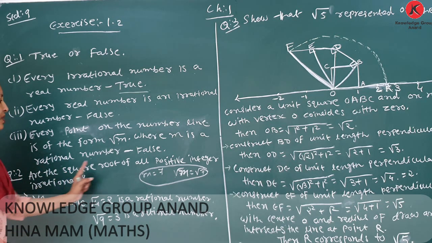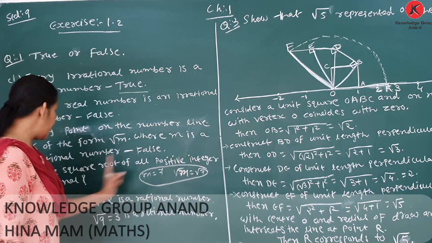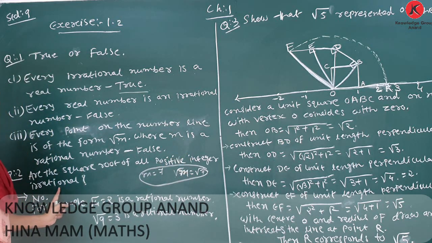Now, are the square roots of all positive integers irrational? Square root of all positive integers.